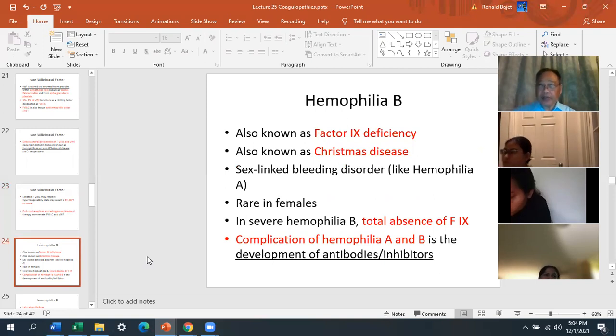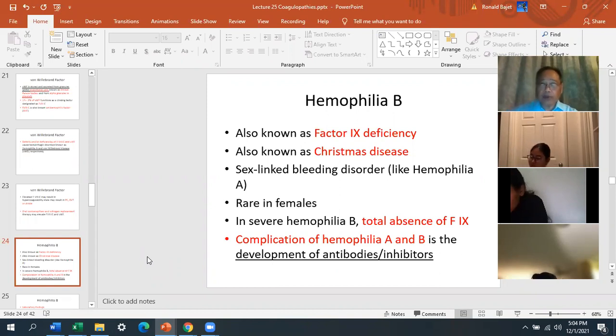Hemophilia B, that's factor 9. So hemophilia A is factor 8. Hemophilia B is factor 9, or Christmas disease, not because of the season, but it's named after a little boy whose last name was Christmas. It's a sex-linked bleeding disorder. It's rare in females. In severe hemophilia B, there's a total absence of factor 9. So hemophilia B is factor 9.